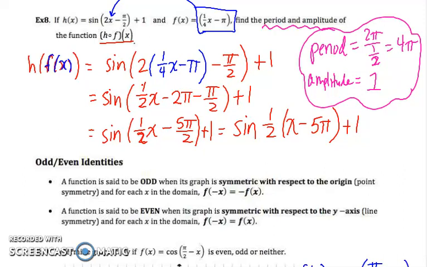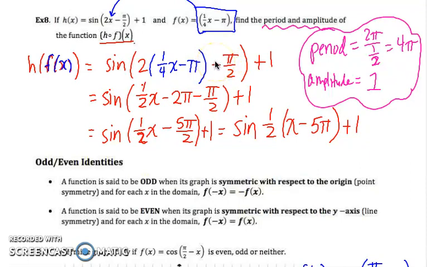Okay, this last page, you have a composition of functions. You might want to pause and try this on your own. This just means h of f of x. That means you're going to take the function f of x and input that function in for your x here. So that's what I did. I put 1/4 x minus pi into my x. So it's 2 times 1/4 x minus pi over 2.